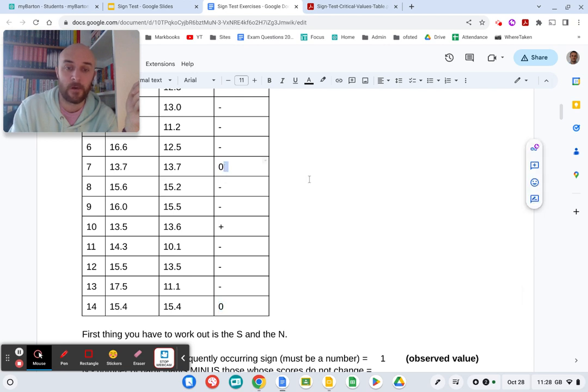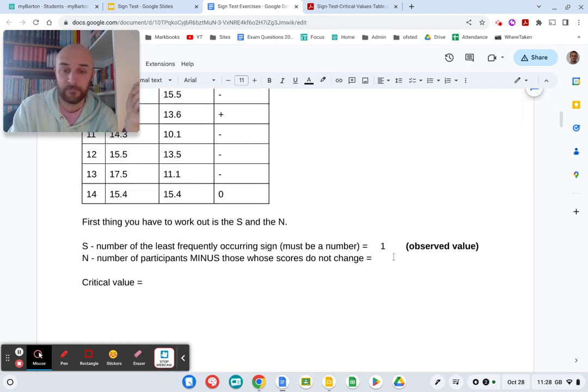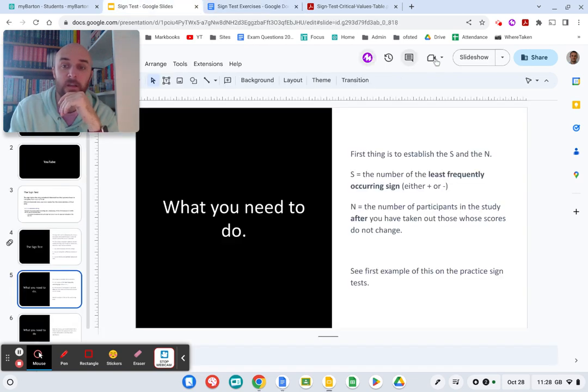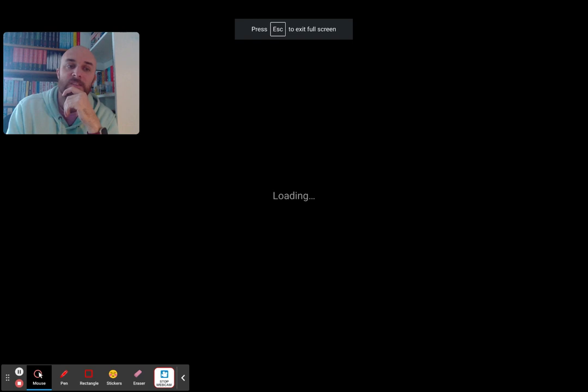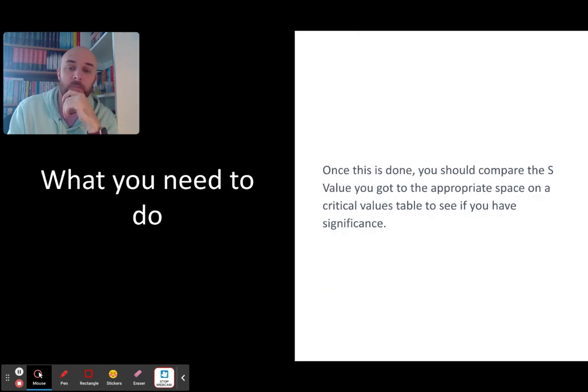So 14 minus 2 equals 12, and those are the 2 numbers that you have. Now, so far so good. Then what you need to do, if I go back to the slides, and we've got our numbers now, is you then need to work out what the S value is compared to the critical value.